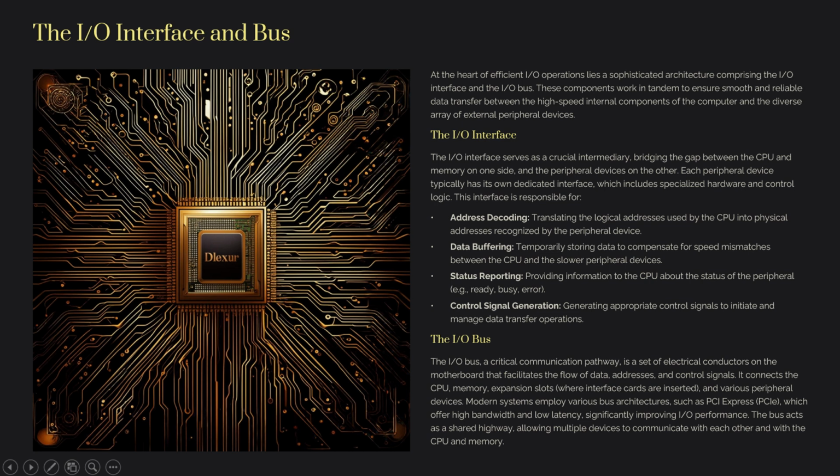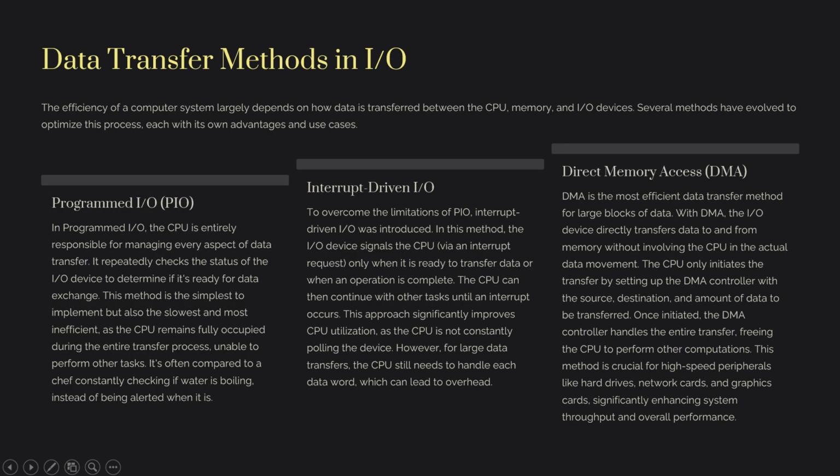So my friend will continue from there. I'll be talking about data transfer methods in input or output operations, which are key to how computers move data between the CPU, memory, and input or output devices. In this section, there are three main methods we will cover. One is the programmed input or output. The second one is the interrupt driven input or output. And the third one is direct memory access, also known as the DMA.